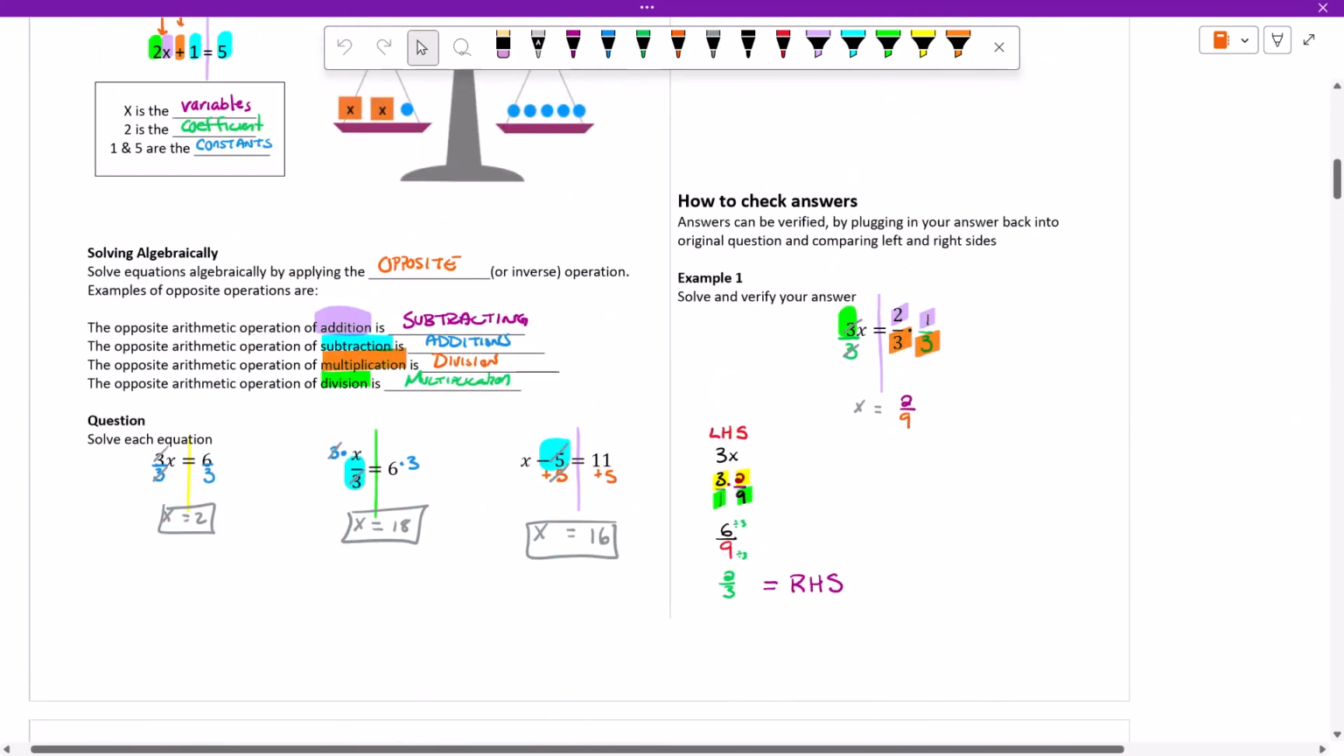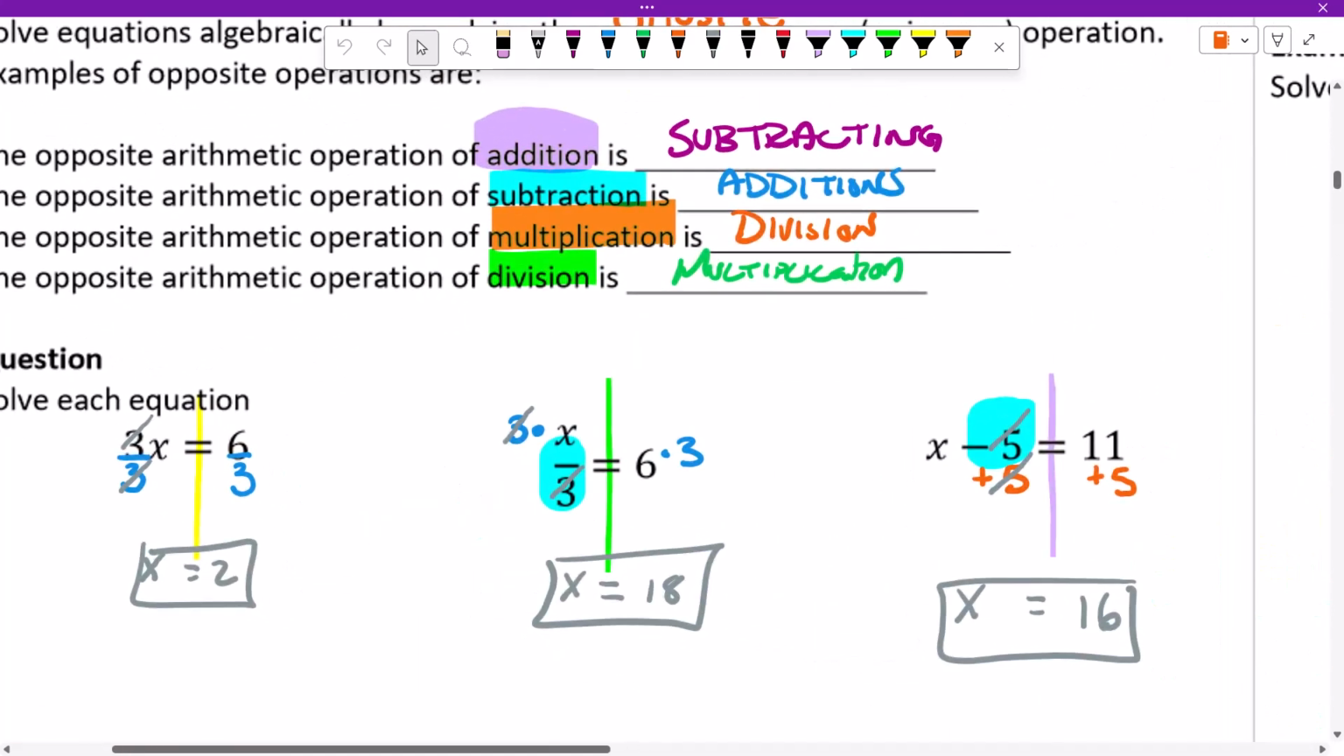All right, so let's talk about last day. We started talking about solving equations.